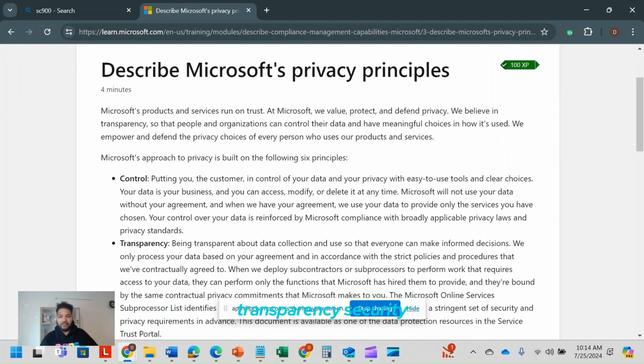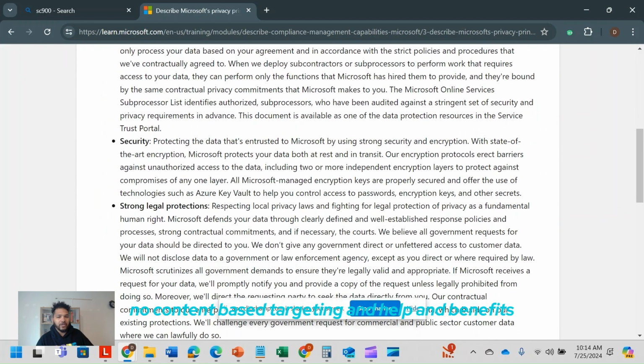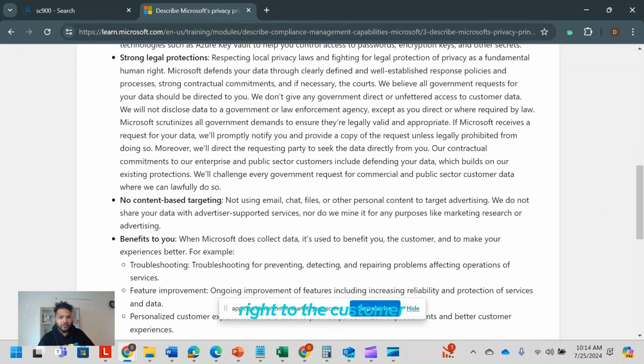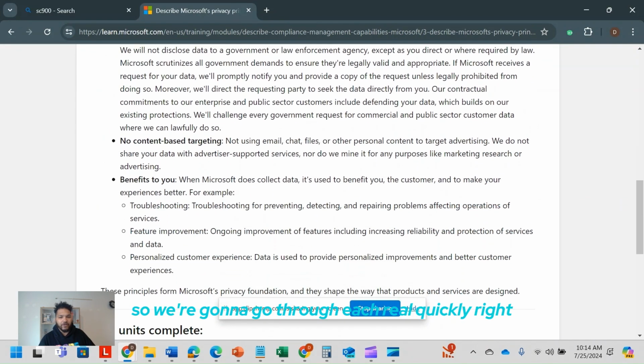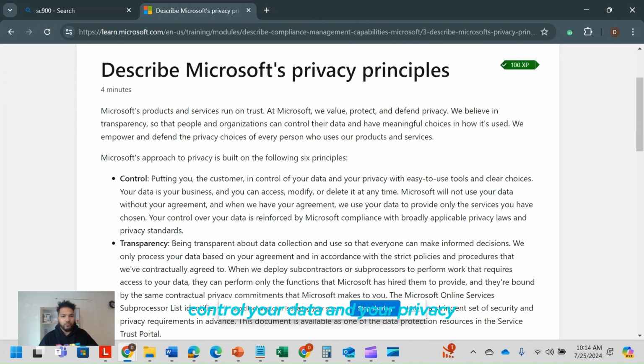Control, transparency, security, strong legal protections, no content-based targeting, and benefits to the customer. So we're going to go through each real quickly. Control: by allowing you as a customer control of your data and your privacy with easy to use tools and clear choices, your data is your business.